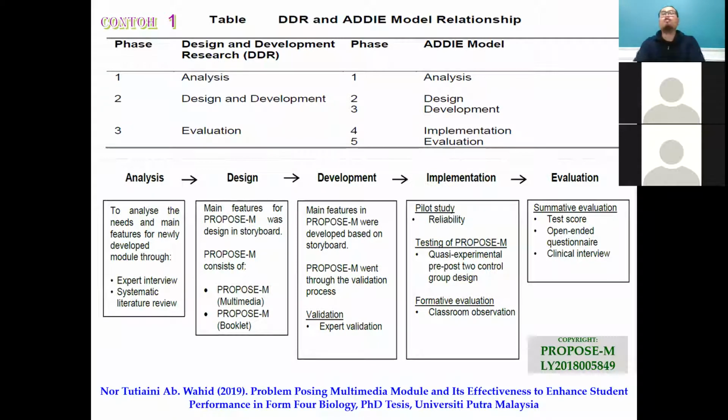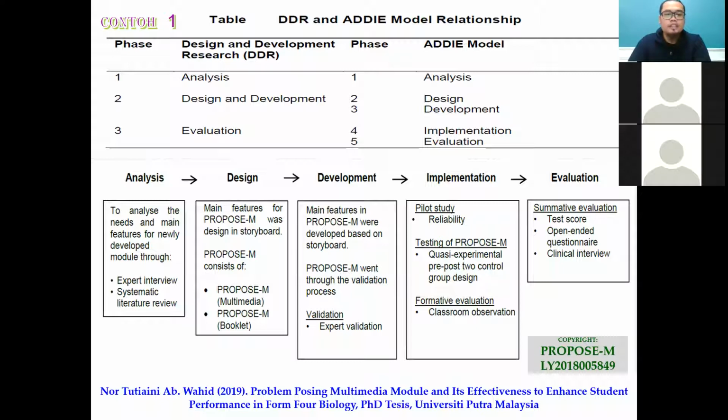And this is an example from Nututiani. They came up with a module, and in this part they use DDR and ADDIE, analysis, design, development, implementation, evaluation. They propose Proposed M, so that is why it is a module in the context of KBAT. They use multimedia, which they call Proposed M, along with a booklet. For this multimedia and booklet module, they applied for copyright.